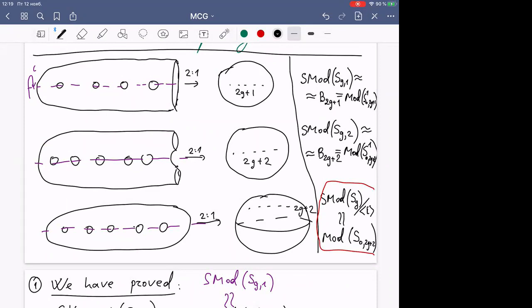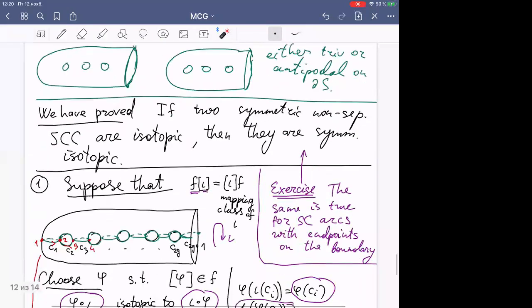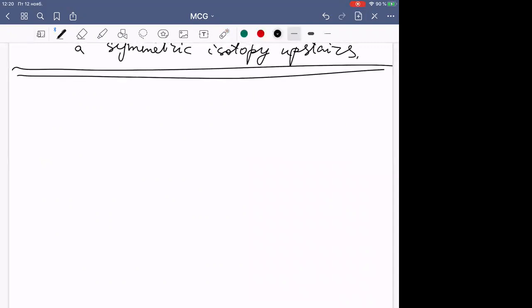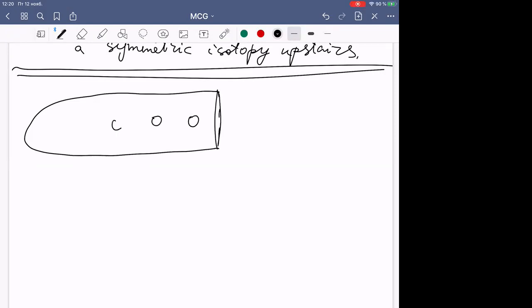First of all, the next natural step is to look at certain simplest elements of this symmetric mapping class group and to understand which braids correspond to them. Which natural elements do we have in the symmetric mapping class group? I would like to consider three types of elements. First of all, we may choose a symmetric simple closed curve.